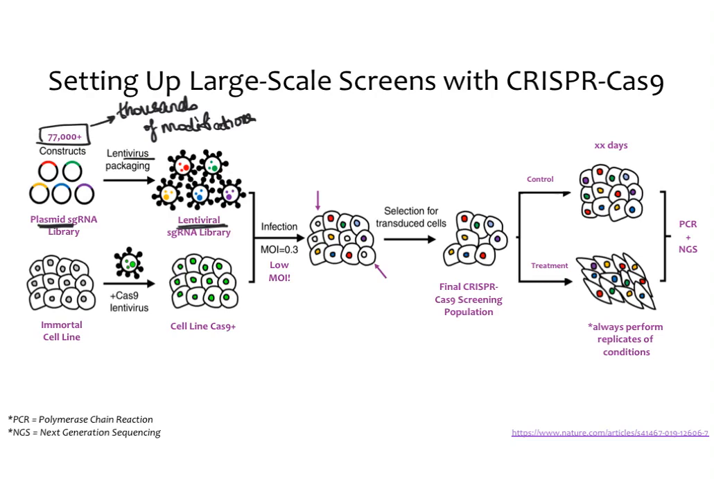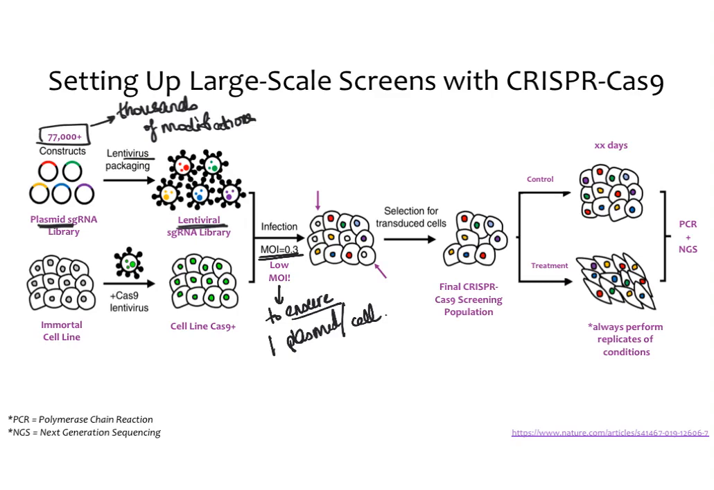And so this infection will be at an MOI of 0.3. This MOI is to ensure that you only get one plasmid or one virus for each cell. You don't want to have two knockouts in one cell because that will mess up your screen later on. So you really want to be sure that you only have one plasmid per cell. The MOI of 0.3 is something that has been determined to be the best MOI to make sure that happens and still get a good efficiency of transduction in your population.